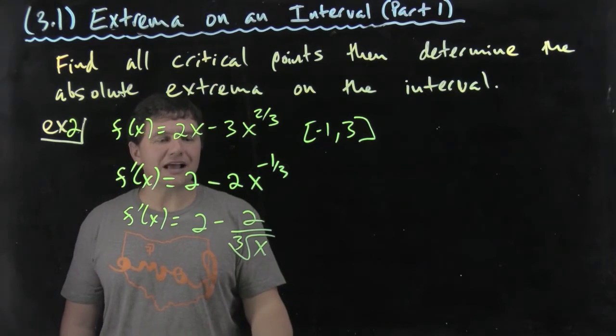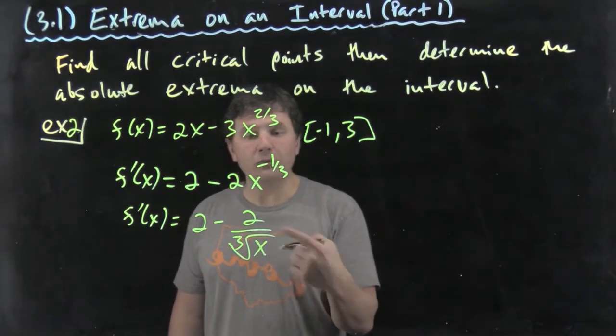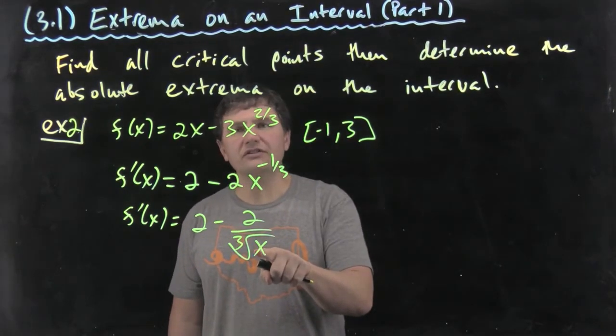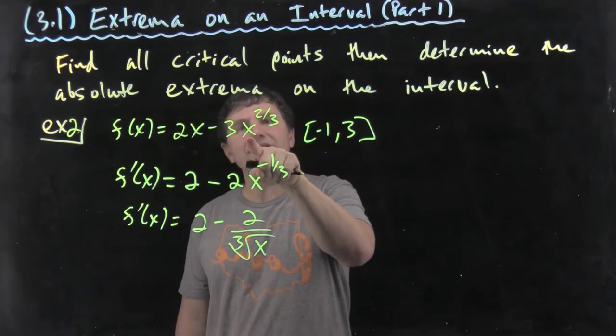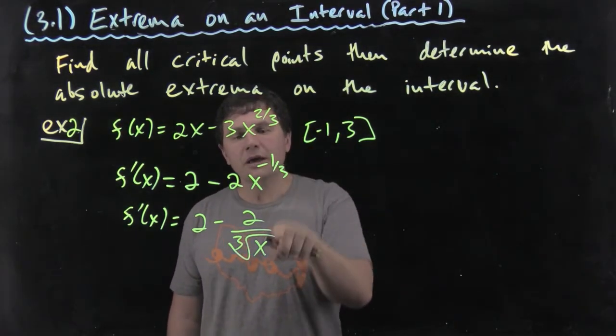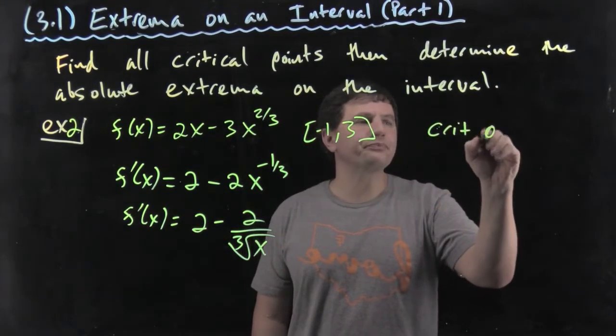And what I realize is, this thing does not exist at x equals 0. So before I do any algebra at all, I know this thing doesn't exist. It does exist in the original. It is continuous at x equals 0. You can take 0 to the 2/3 power, you get 0. But here we have 0 in the denominator. So we have a critical point.